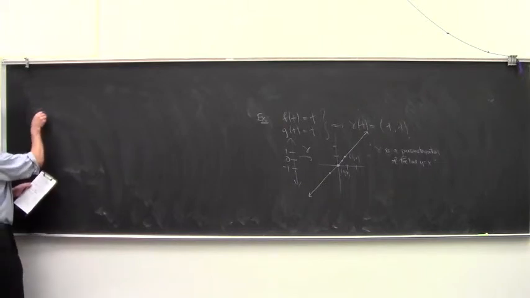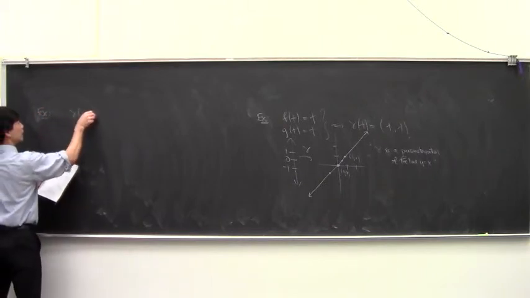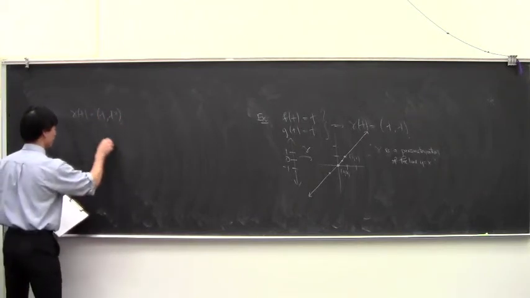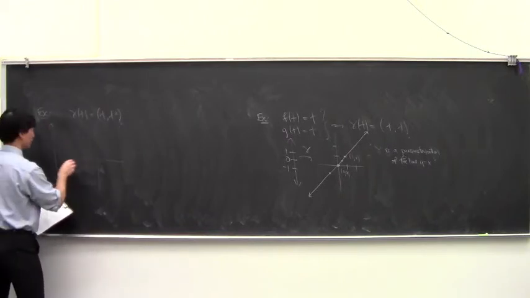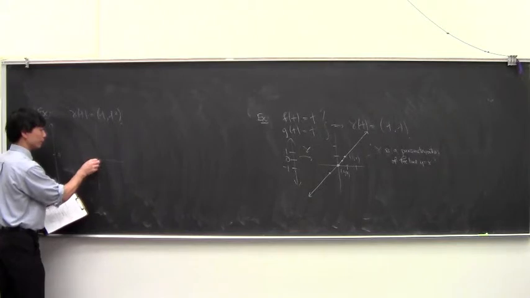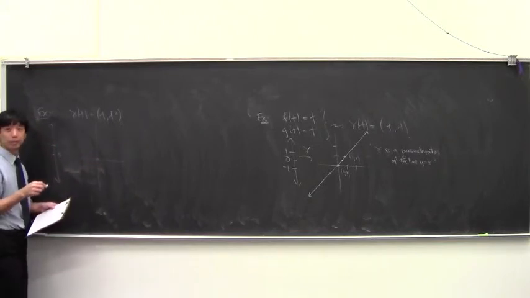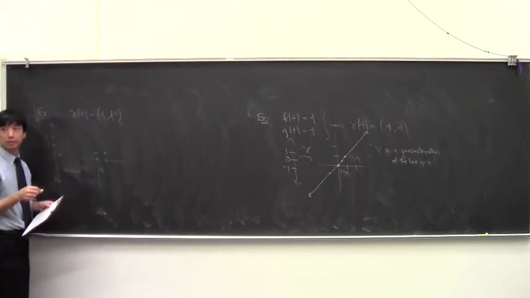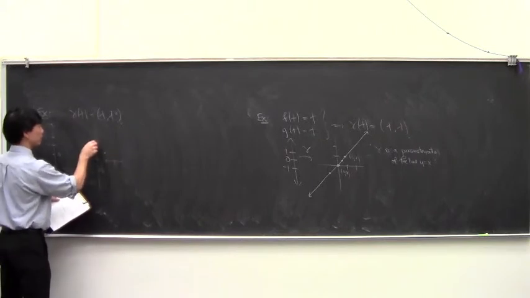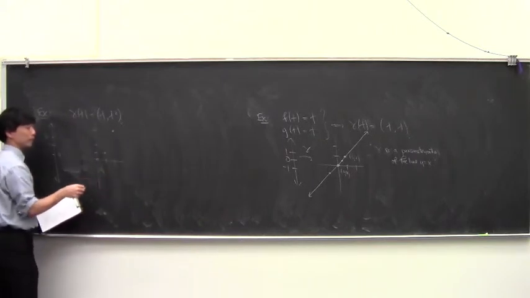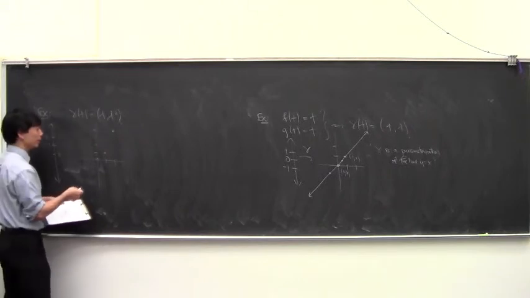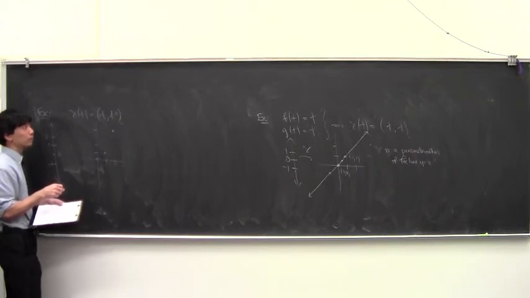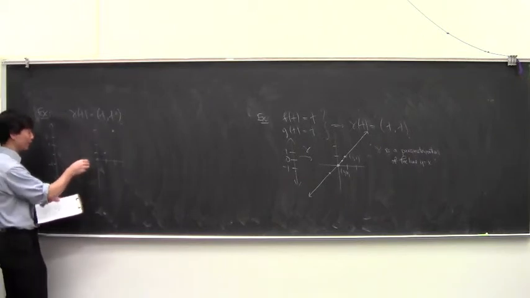Let me do another example. Let's say that gamma of t is t comma t squared. So let's think about that again. At time 0, it's at 0, 0. At time 1, where is it? 1, 1. At time 2, where is it? 2, 4. At time 3, where is it? 3, 9. What about time -1? Negative 1, 1, right?